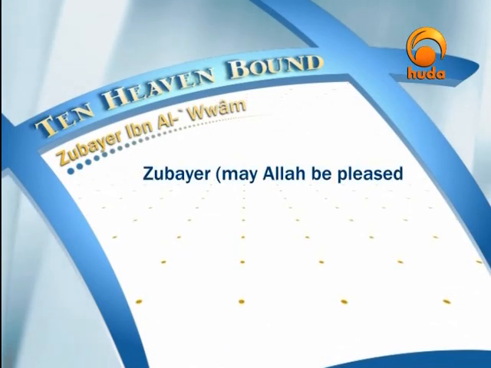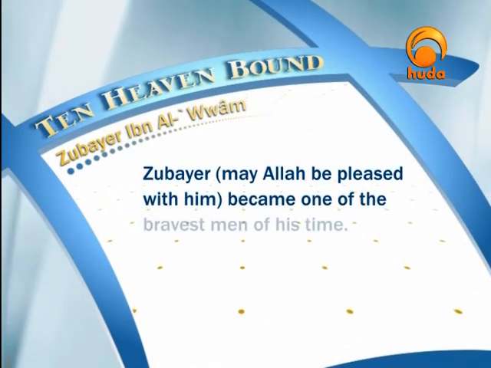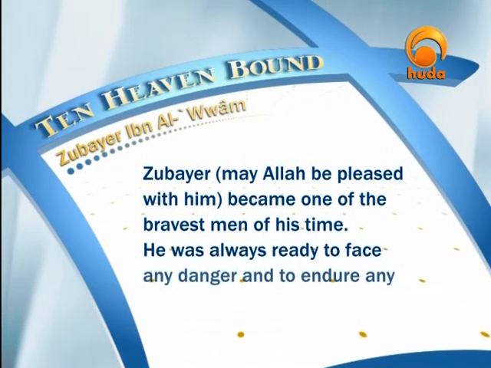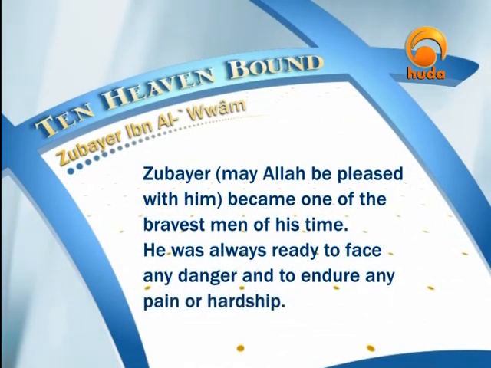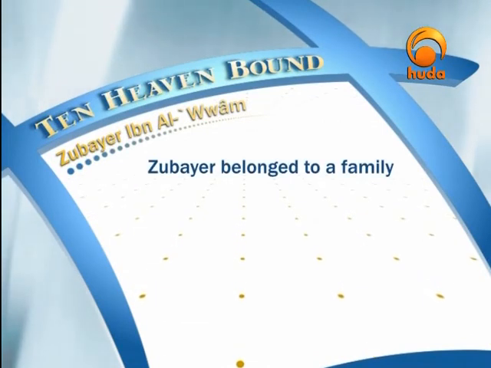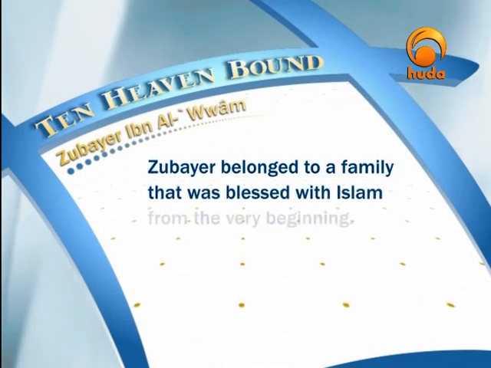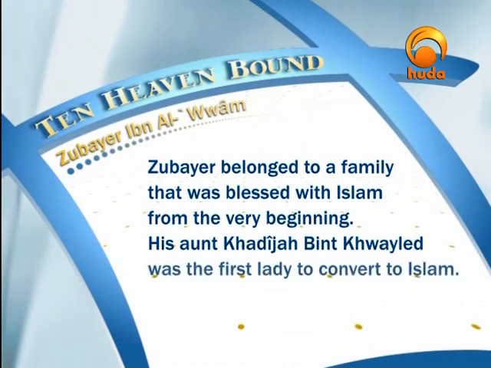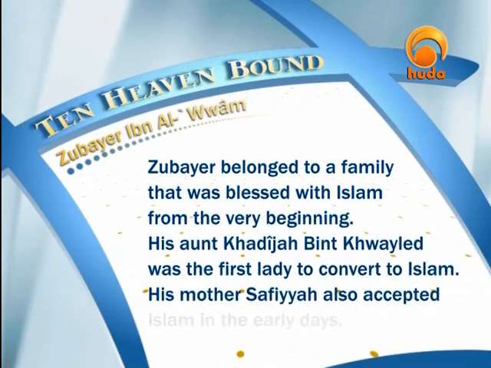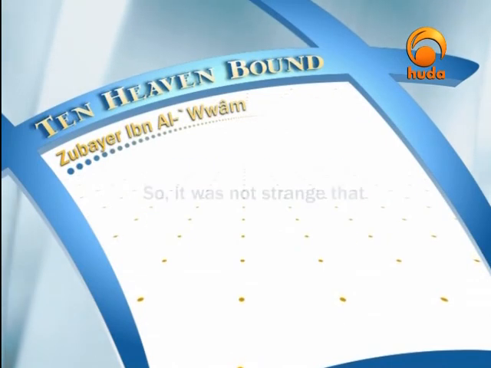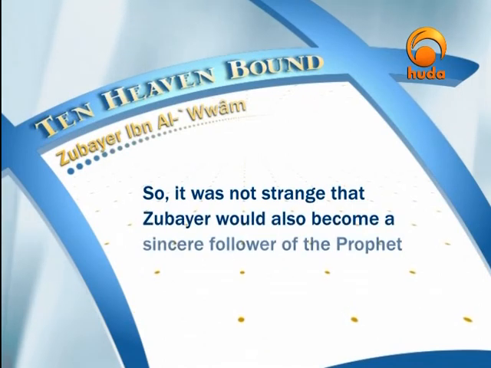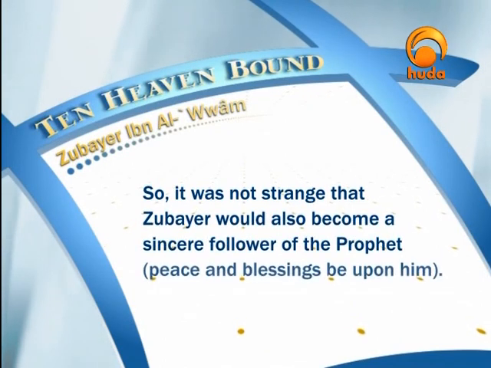Zubair, may Allah be pleased with him, became one of the bravest men of his time. He was always ready to face any danger and endured any pain or hardship. Zubair belonged to a family that was blessed with Islam from the very beginning. His aunt, Khadija bint Khuwaylid, was the first lady to convert to Islam. His mother, Sophia, also accepted Islam in the early days, so it was not strange that Zubair would also become a sincere follower of the Prophet, peace and blessings be upon him.